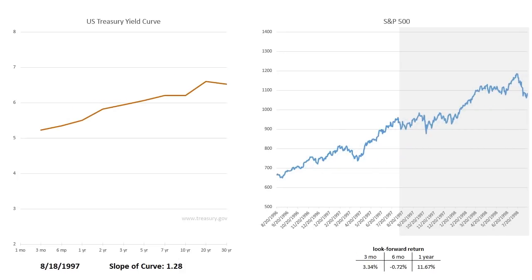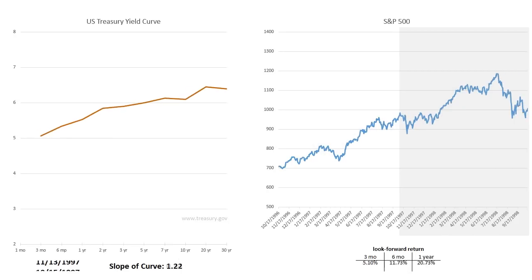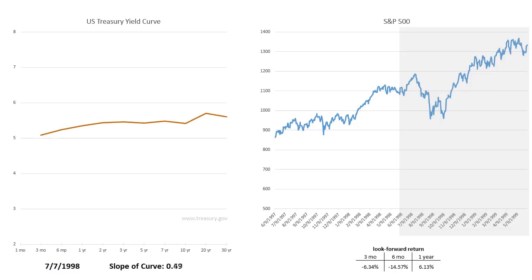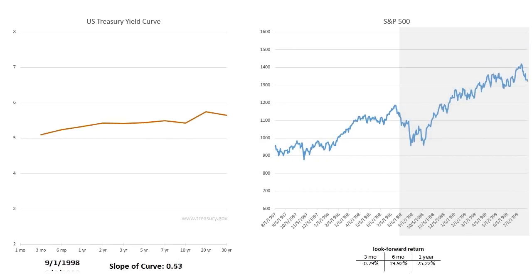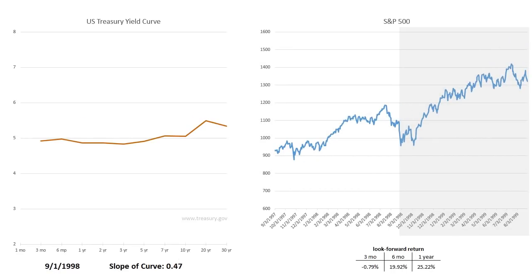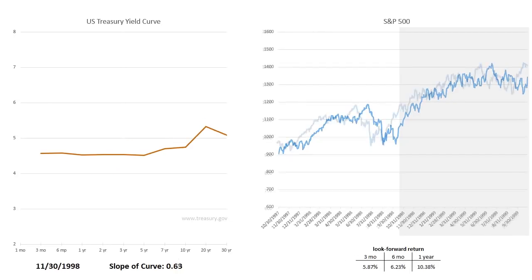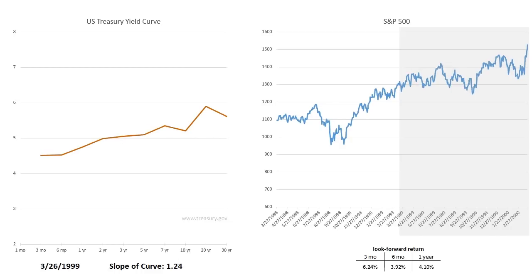So this is one of the major points I want you to take away from this: there's a lot of fluctuation in the shape of the curve. And a lot of times when the curve has almost flattened, and here we are in the late 90s, a little bit of flattening. So now let's go a little bit slower here.